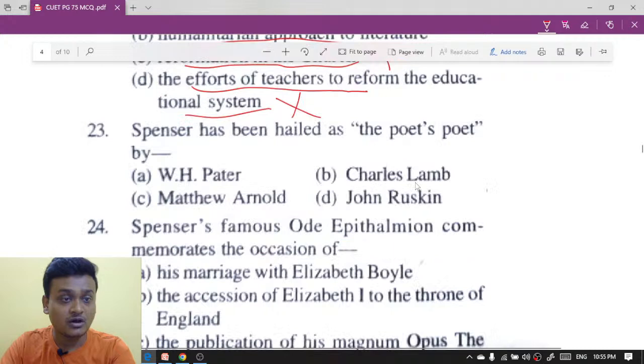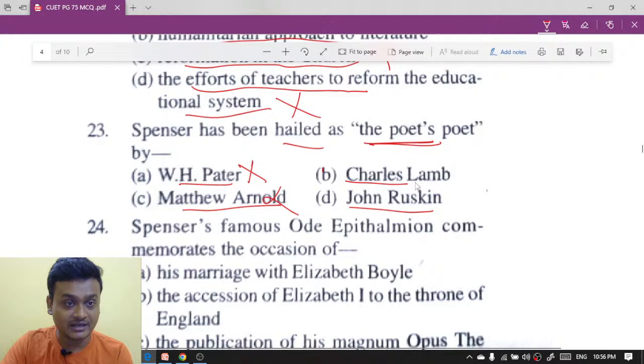Next, Spenser has been hailed or called the poet's poet. Who has called Spenser the poet's poet? The options are Charles Lamb, Matthew Arnold, John Ruskin. So it was Charles Lamb. Charles Lamb has hailed Spenser as the poet's poet. So that is the right option.